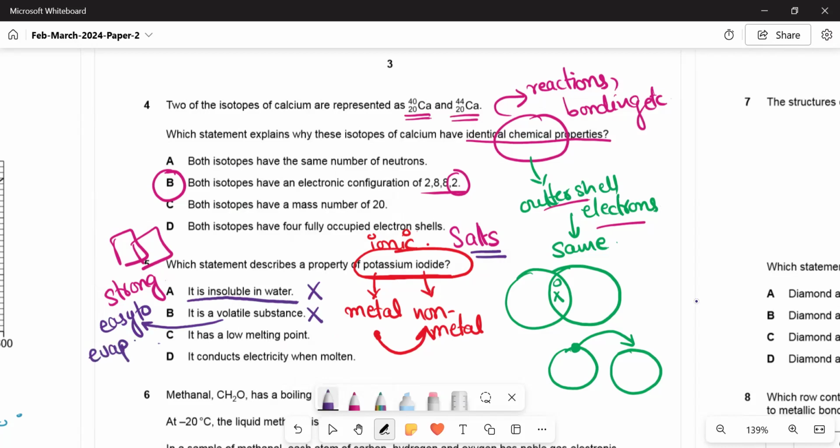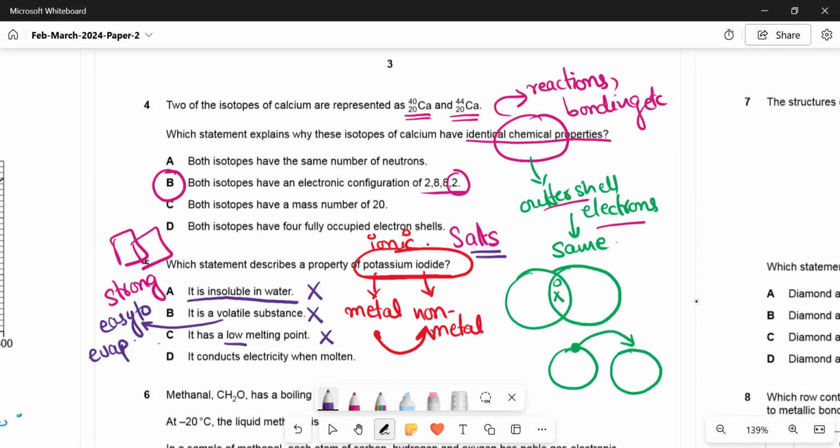But ionic compounds are in the solid form. They are not easy to evaporate. So this one is not correct. It has low melting point. This is also not correct because ionic compounds, again, they have a strong force of attraction between the particles. So the melting and boiling points are very high.